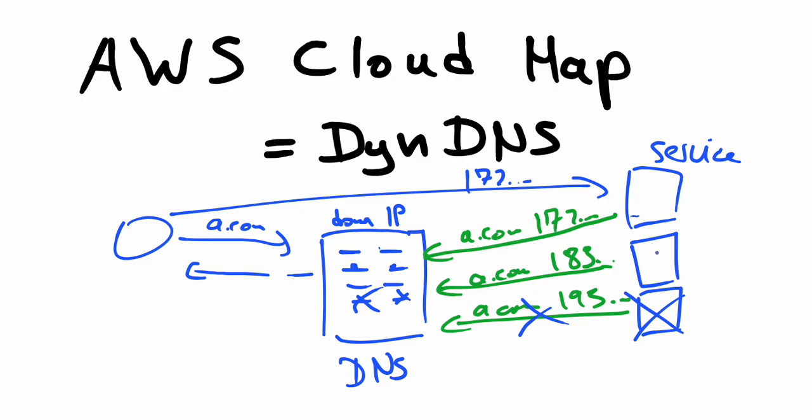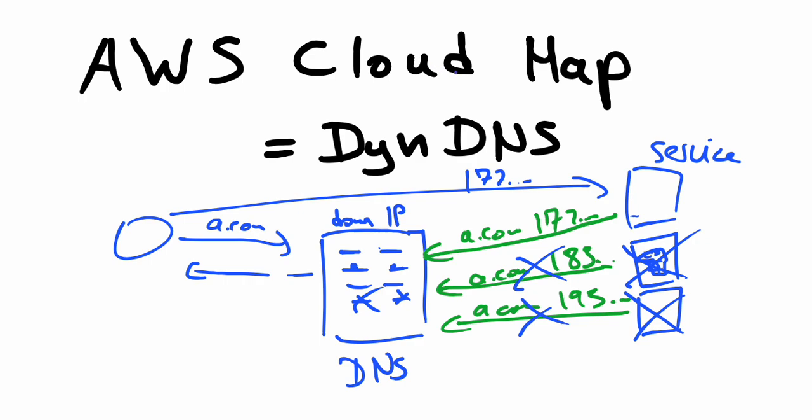Or maybe the service just dies. And then the DNS service will also pick up on that because it's constantly sending a ping, and then it will take away the entry, and then this will also go away. And this is the dynamic part of the DynDNS, dynamic DNS system.